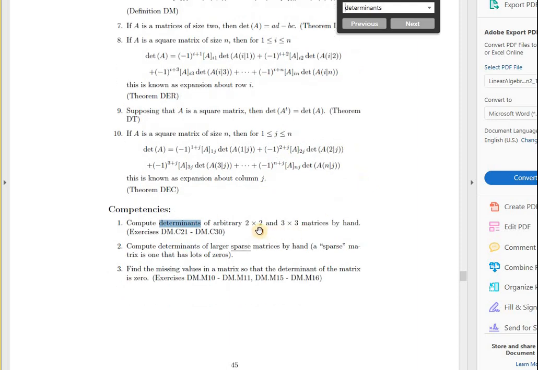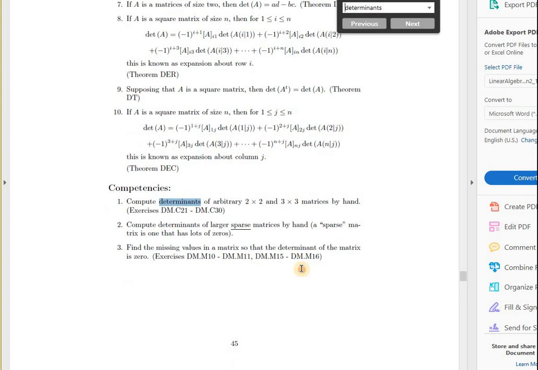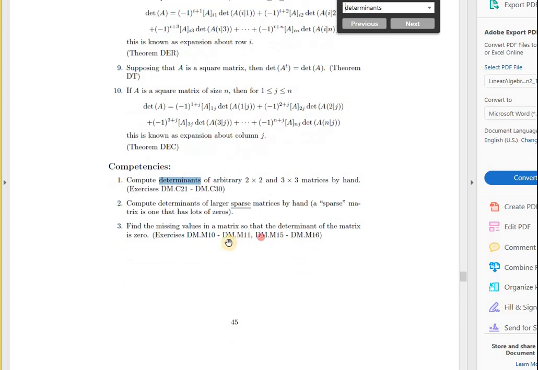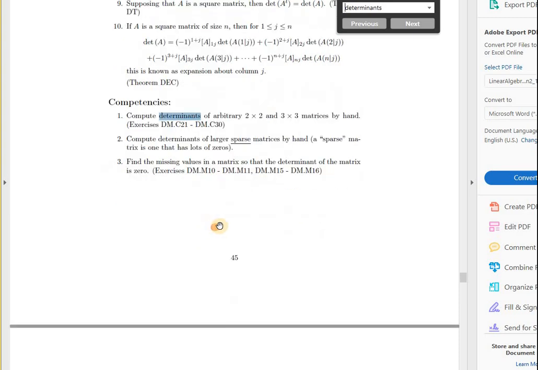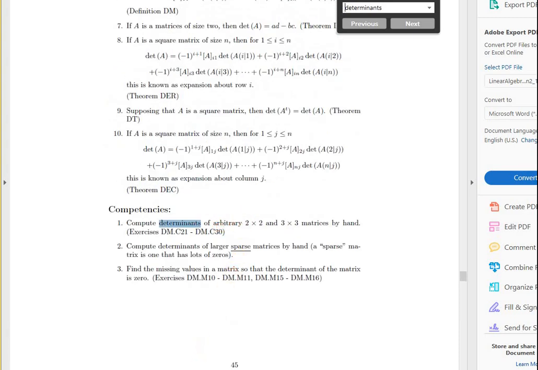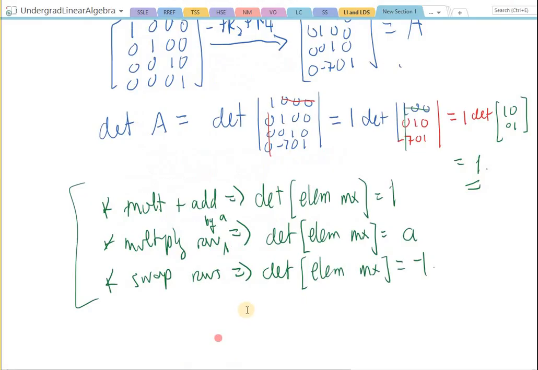All right, so compute this one, this one, this one. Find missing values in the matrix to make the determinant 0. All right, so this is a good one. Let me make up another one for this, for competency 3, because actually this comes in later in a very important way. So let me do one of these.